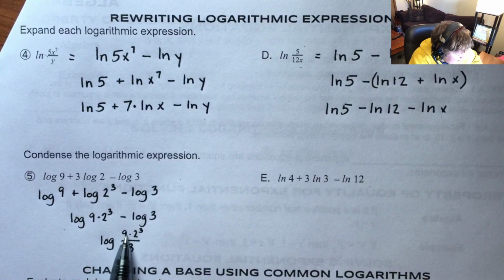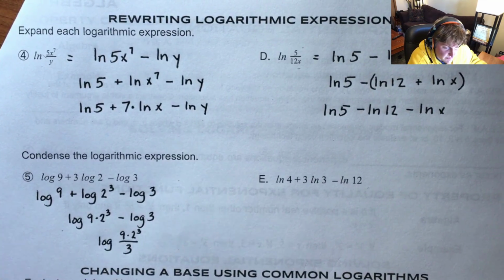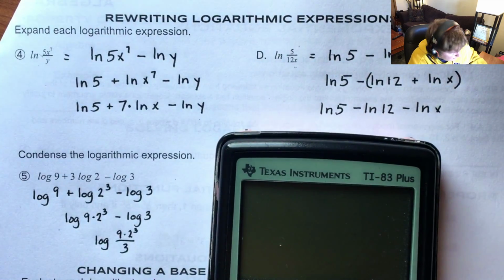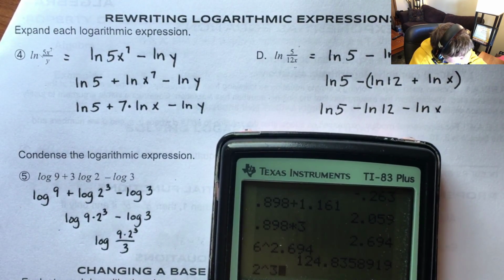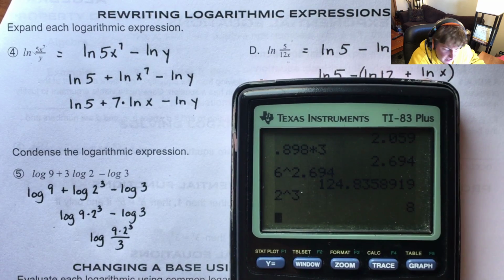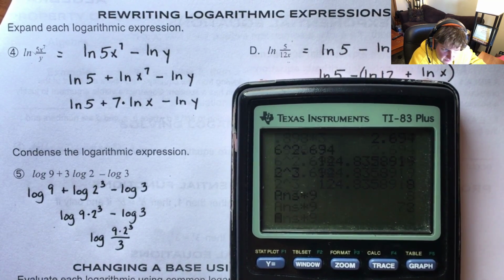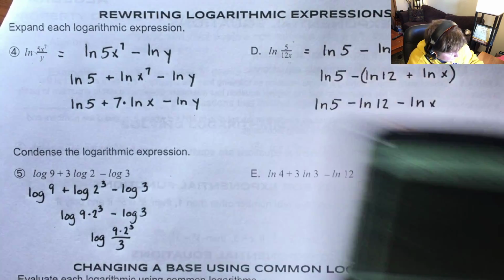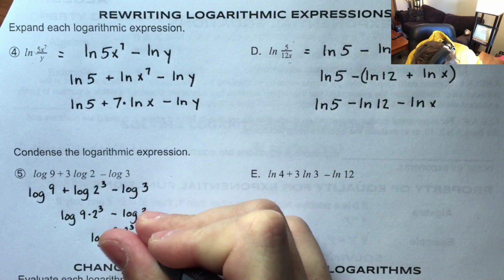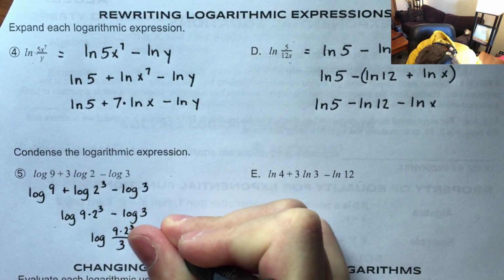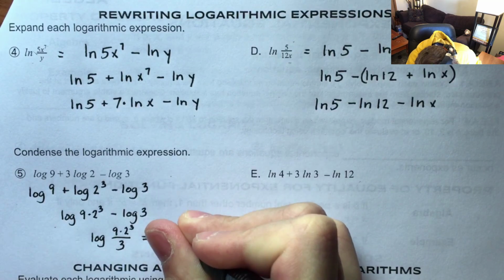Okay. And then here we just have to do a little bit of simplification. 2 to the third power here is 8, times 9 is 72, divided by 3 is 24. So this whole thing is equal to log base 10 of 24.